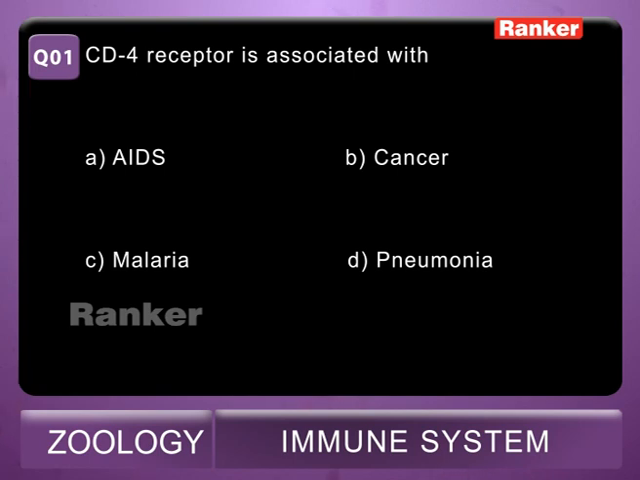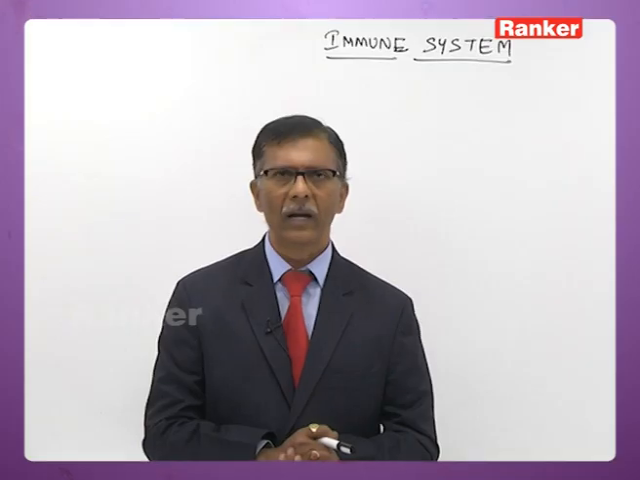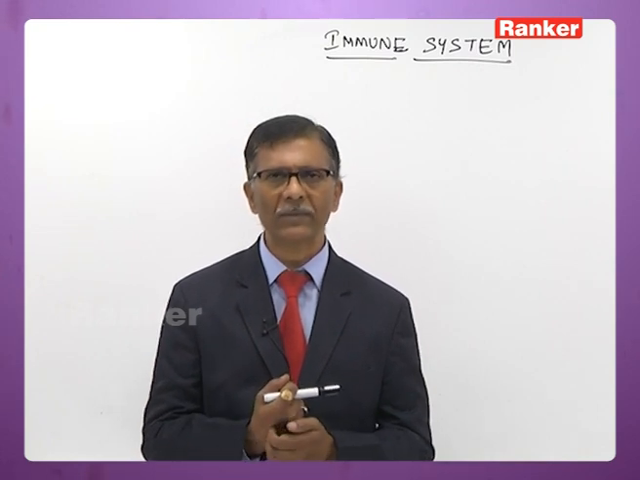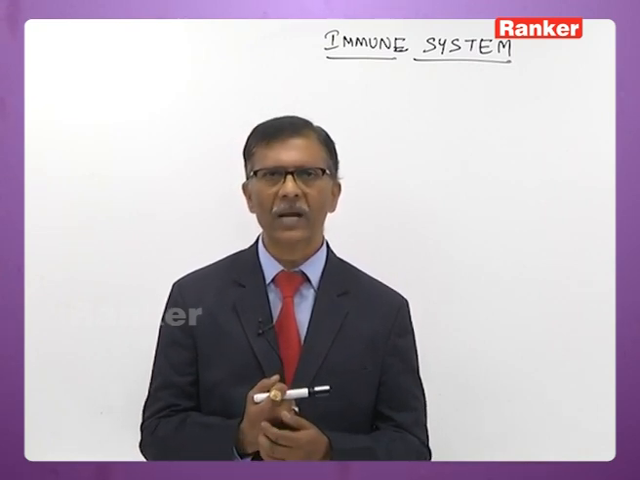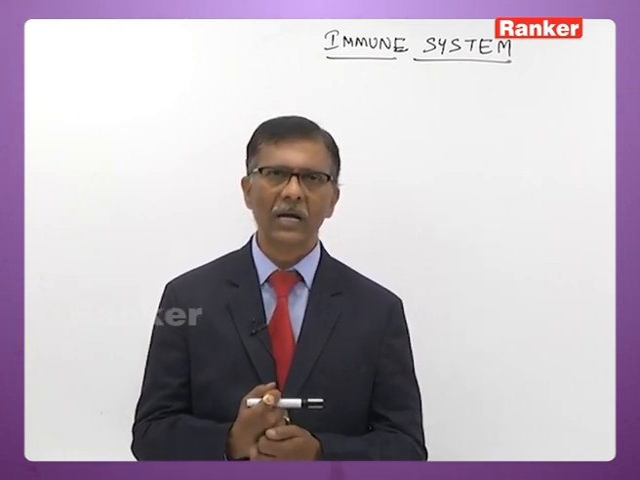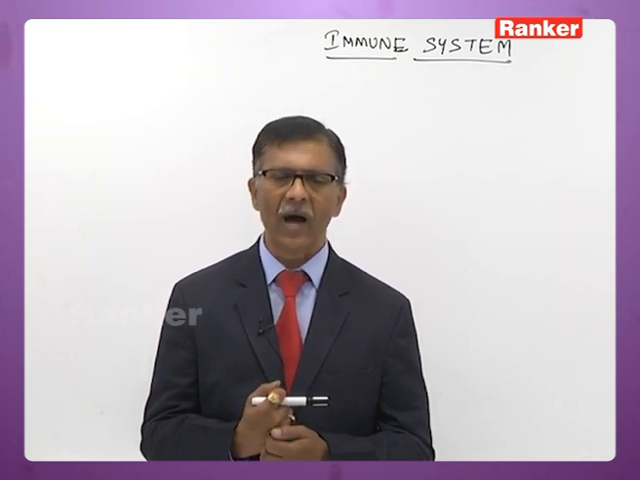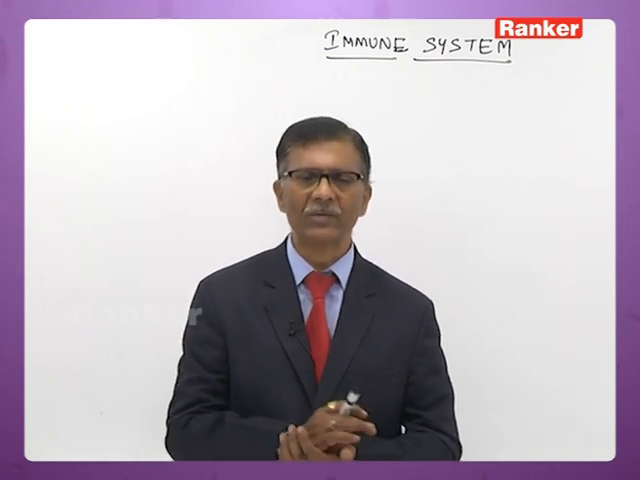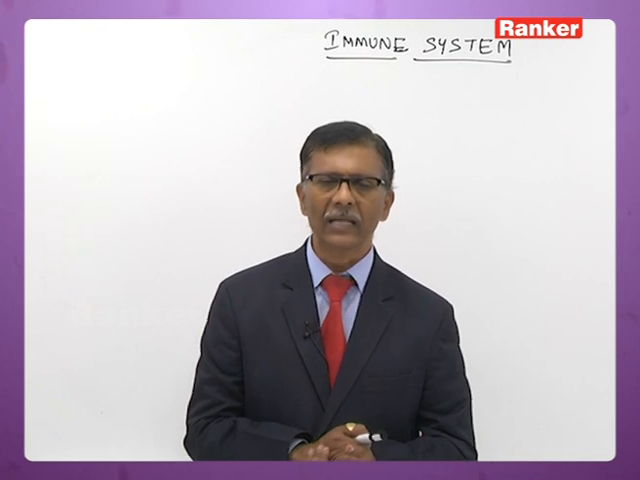CD4 receptors are associated with: A. AIDS, B. Cancer, C. Malaria, D. Pneumonia. Now the T lymphocytes in human beings are identified by means of two types of receptors, CD4 receptors and CD8 receptors. CD stands for cluster of differentiation molecules. T4 cells are identified by CD4, and cytotoxic T lymphocytes, also called killer T lymphocytes, are characterized by the presence of CD8 markers.